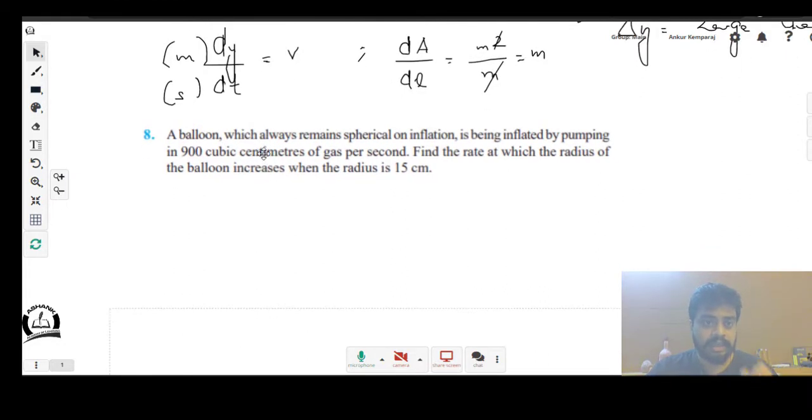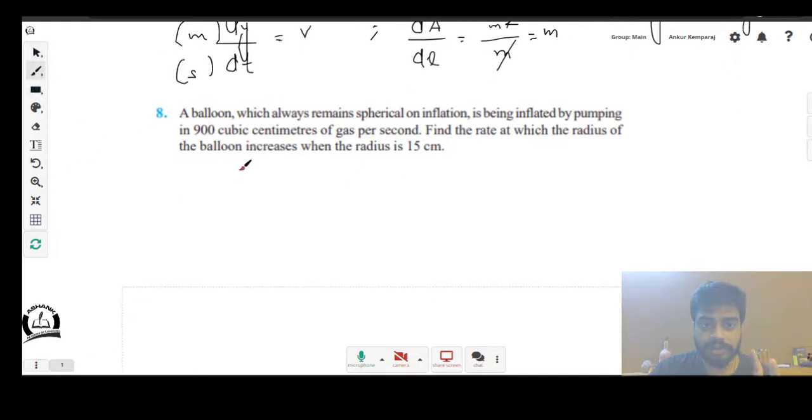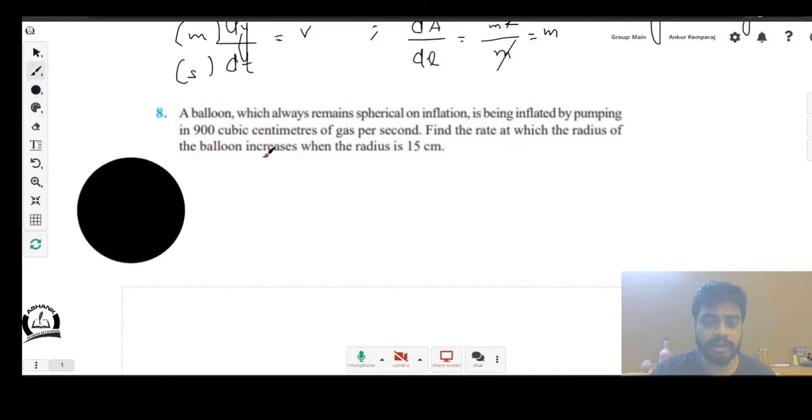The question simply says, we have a balloon which remains spherical on inflation is being inflated by pumping 900 cubic centimeters of gas per second. Find the rate at which the radius of the balloon increases when the radius is 15 centimeters. All right, so we pretty much know that we have a sphere with us. Let's represent the sphere with this thing here. All right, so the volume of this sphere is changing at a rate of 900 cubic centimeters.